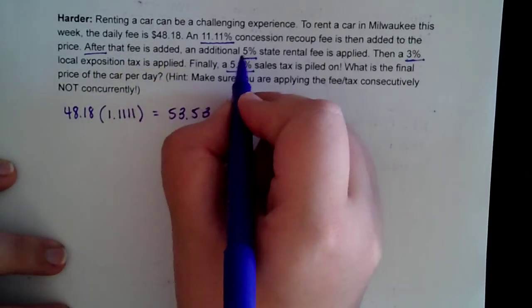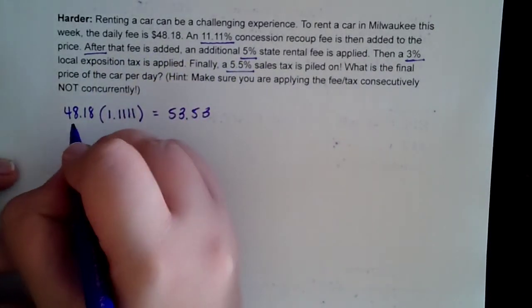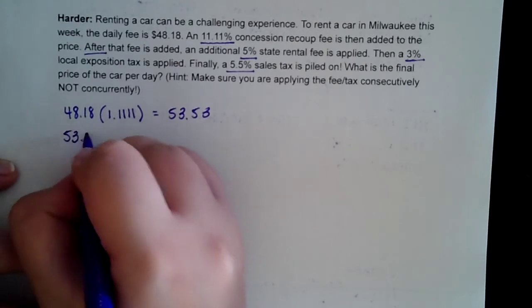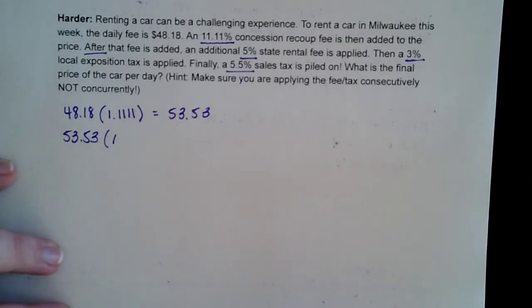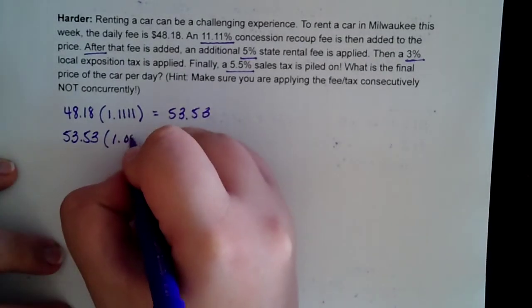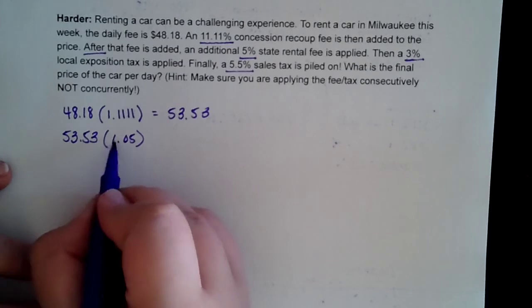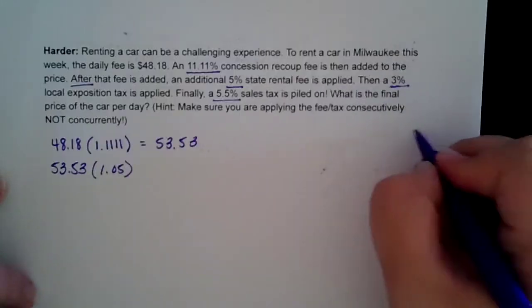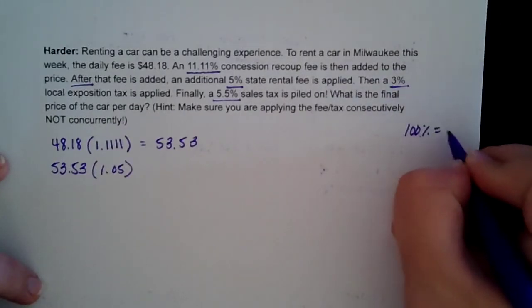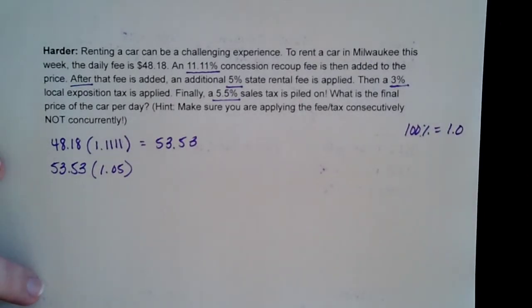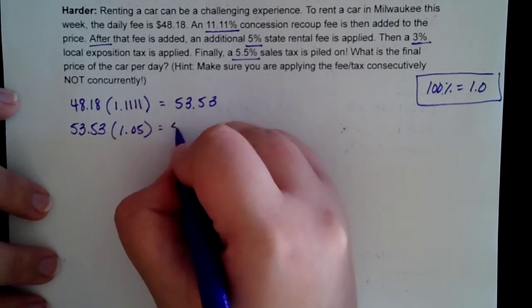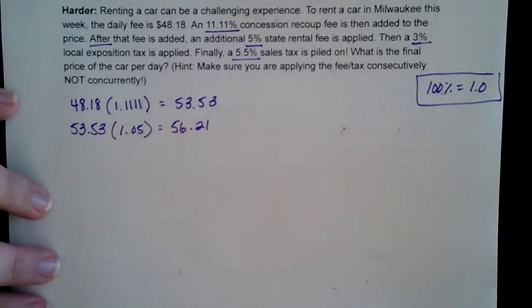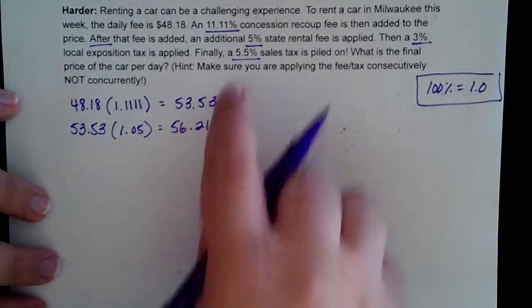Now I have to take the next fee. It says after that fee is added, an additional 5% is applied. So I'm going to take $53.53. I'm paying 100% of that amount and 5% on top of that. Remember that 100% written as a decimal is 1.0. Just keep that in the back of your mind. It's a really useful fact. All right, once I've calculated that, I see that I pay $56.21. However, I'm not done.